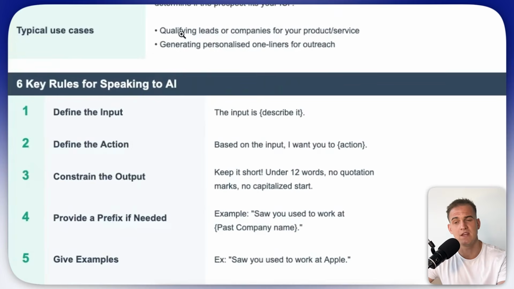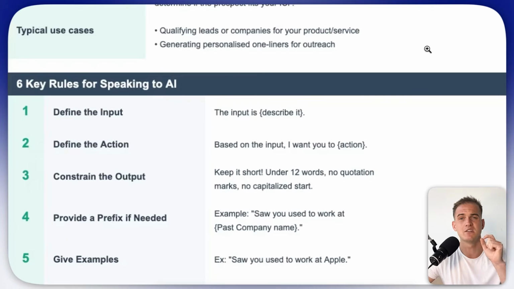As I mentioned already, there are 2 most common use cases for this enrichment. First of all, it's the qualification of leads and companies for your product or service. And secondly, it's generating personalized one-liners for outreach. One thing to keep in mind, never get OpenAI to generate an entire email for you, because that's when it sounds super robotic. Rather, just get AI to generate strings of text no longer than 12 words at a time, because in those cases, it's less likely to hallucinate and a lot more likely to give you solid output.